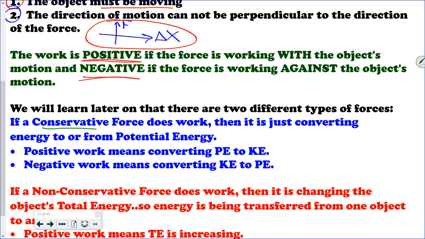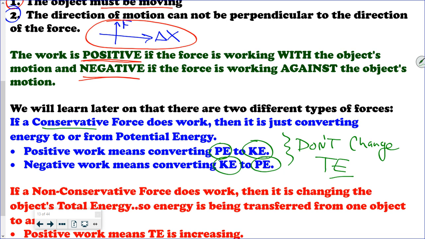So when you drop an object, gravity does work, but all that work of gravity is doing is converting gravitational potential energy to kinetic energy. Conversely, when you throw an object up into the air, as it's going up, gravity converts the KE back into potential energy. So, long story short, conservative forces don't change the total energy. They just cause the energy to change from one form to another. Again, that's kind of a preview of things to come.